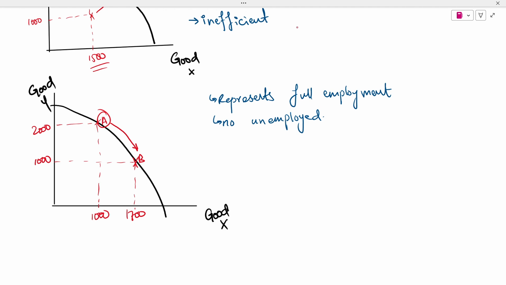That would basically mean that I would need to reallocate resources from good Y, because the labor that is employed and producing good Y would need to be reallocated to the production of good X. And as a result, in order to produce more X, I would have to give up some certain quantity of good Y. So whenever we are on the PPC, there will be an opportunity cost if we want to increase the production of one good.